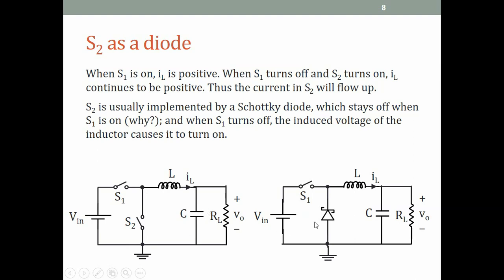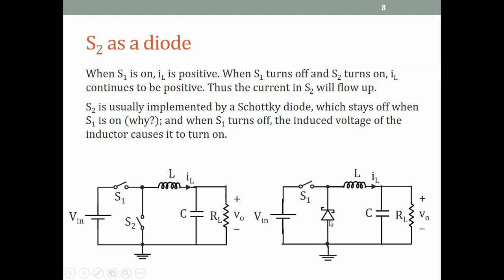Now if we put a diode here, then when S1 is closed, the diode is reverse biased, because Vin is a positive voltage, and so this diode remains open circuited, which serves as an S2 which is open. When S1 is opened, the inductor causes an induced voltage which forces the diode to turn on and cause a current to flow up in the diode. Therefore, a diode works as a very good switch S2 for this particular circuit.